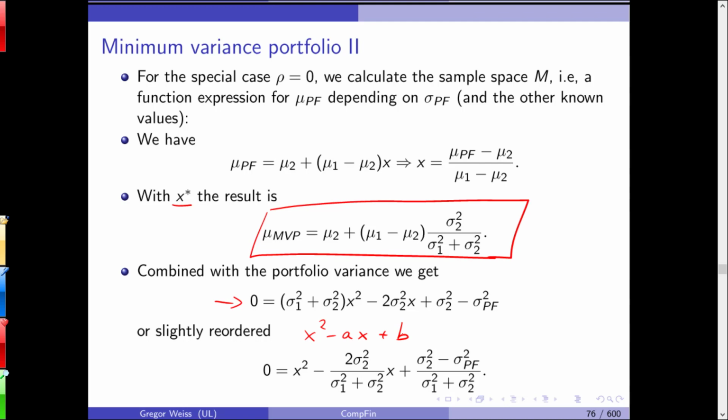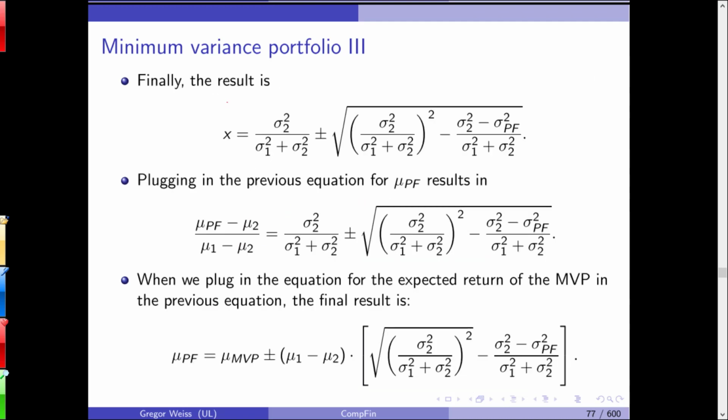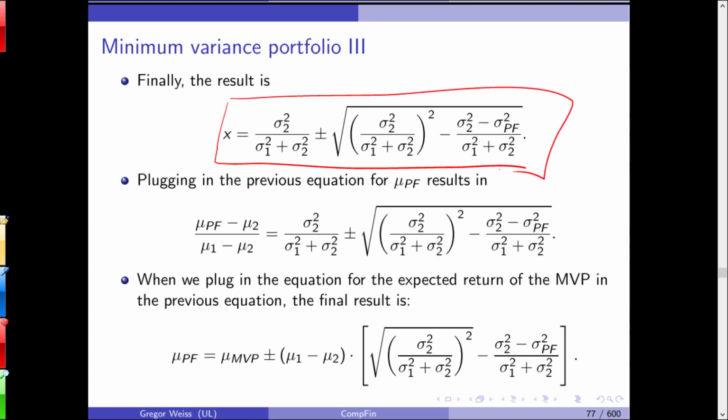And that's a simple quadratic polynomial expression, and you can calculate 2 roots of this. So the final result is x is equal to this. It looks difficult, but it's simply applying the simple PQ formula from high school to this expression with larger coefficients. And if you now plug it into the expression for the portfolio return, this will result in this, and later on this, and this is the final result, and this is now interesting.